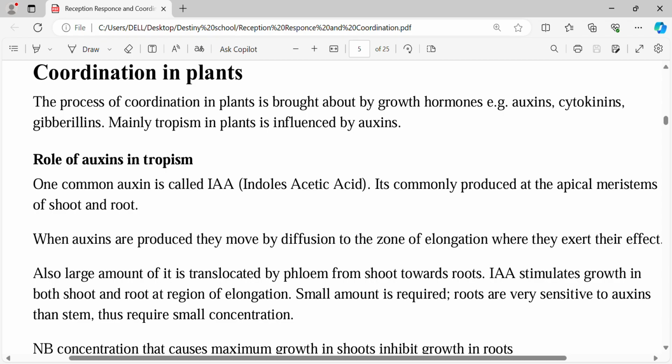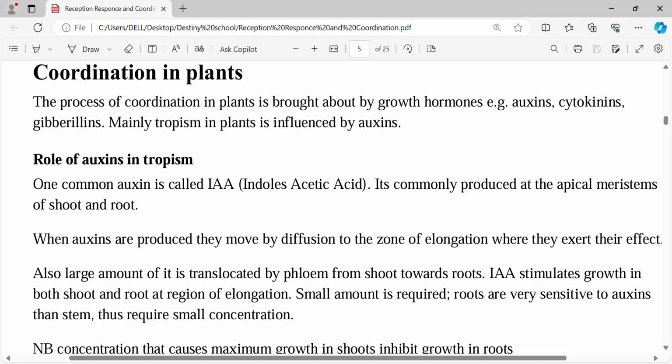So today we want to start at coordination in plants. In the previous class we talked about types of tropisms, and now today we want to explain how these tropisms are able to come to pass. We talked about phototropism, thigmotropism, hydrotropism, geotropism, and others as well. But here we only focus on 3 major tropisms.